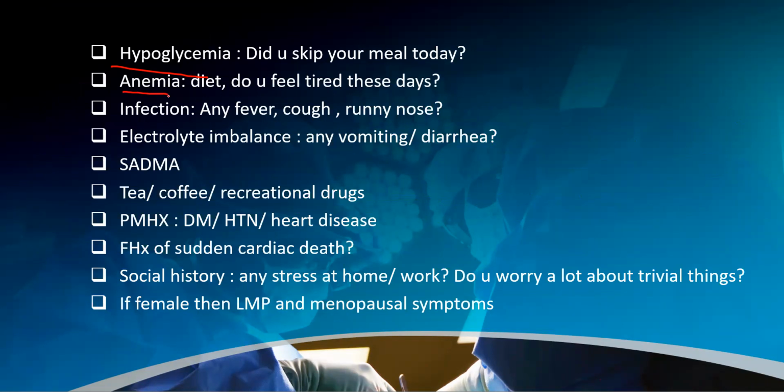Then other differentials. For anemia, again, you can ask about the diet of the patient, or mainly you ask, do you feel tired or fatigued these days? Rule out infection because that can also cause tachycardia or palpitation. So any fever, cough, runny nose. Electrolyte imbalance can cause it, so any vomiting or any diarrhea. So that's your main differential diagnosis.